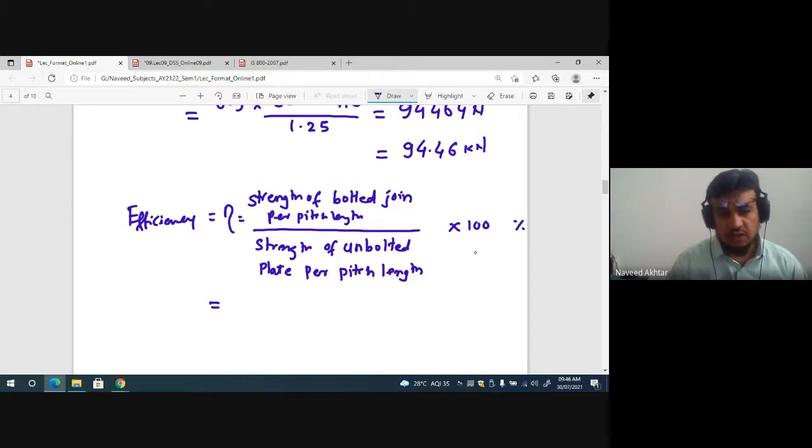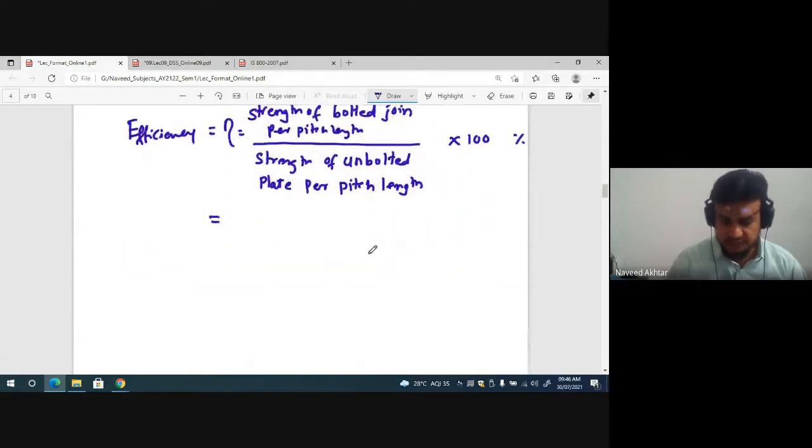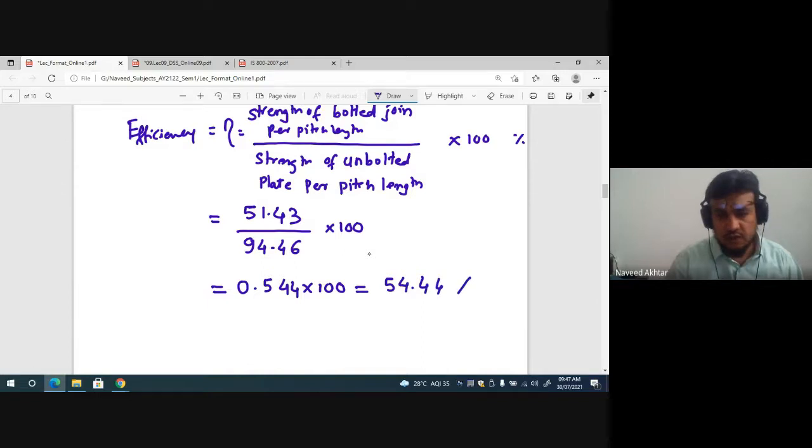So the strength of the bolted joint you found out is 51.43 kilonewton. I will write here 51.43 kilonewton divided by the strength of the unbolted plate per pitch length, 94.46, into 100. So your efficiency of the bolted joint will be 51.43 divided by 94.46, which is 0.5444, into 100. That is equal to 54.44%. The efficiency eta is equal to this.